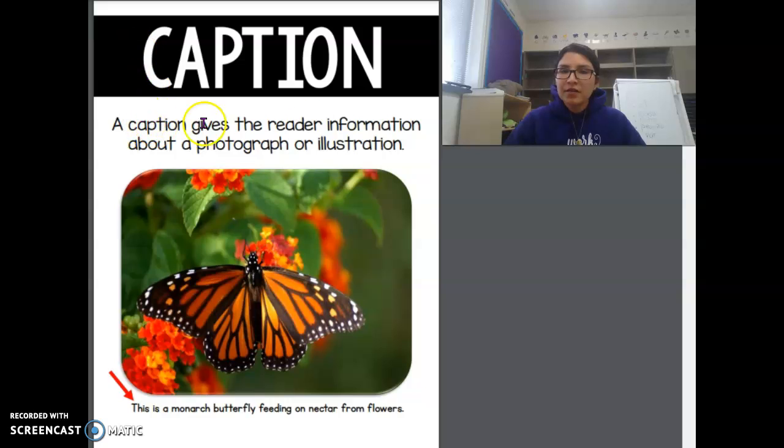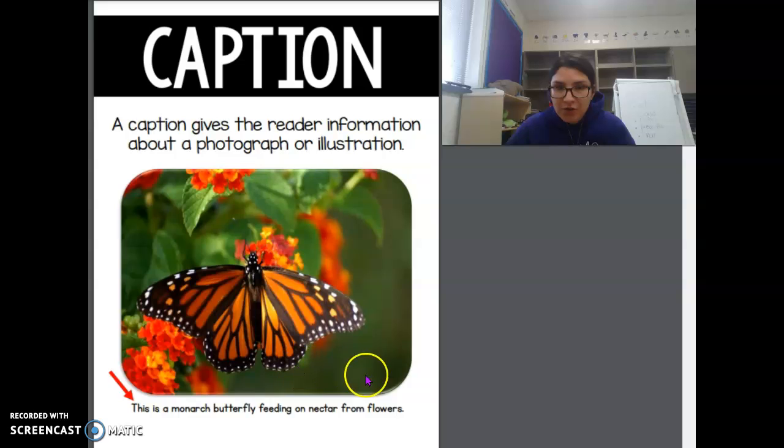Here's the word, the definition, and the example. So what do we have right here? The word, the definition, and the example. So the definition tells us what? It tells us what this word means. Okay? So caption. A caption gives the reader information about a photograph or illustration. So is this an example of a photograph or illustration? This is a photograph taken with a camera, all right?